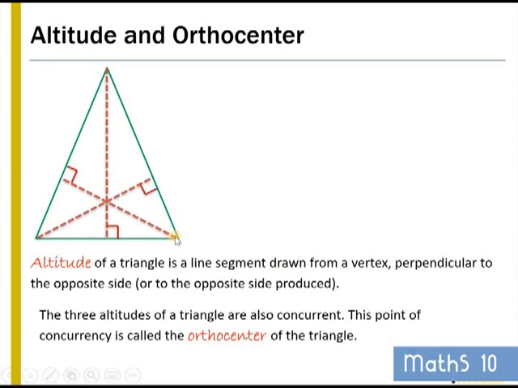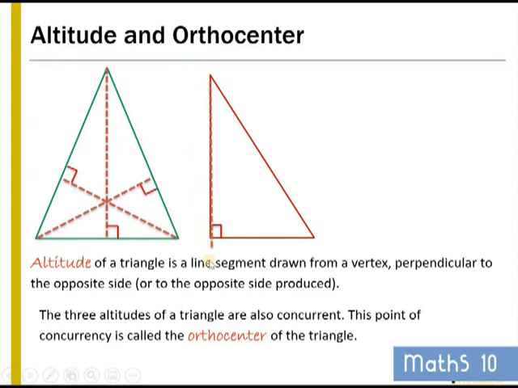So starting from this vertex, the altitude goes across and meets this line at 90 degrees. And starting from this vertex, the altitude goes across and meets this line at 90 degrees. This point where they meet is the orthocenter. Let's see what happens when you have a right-angled triangle.